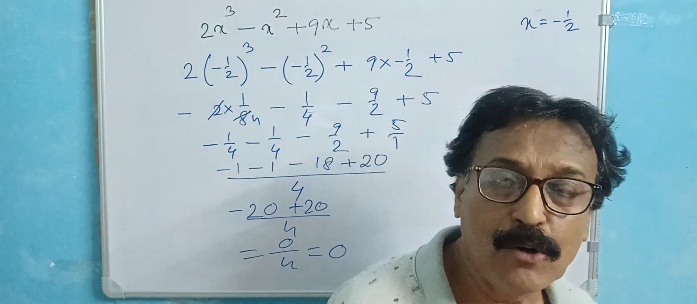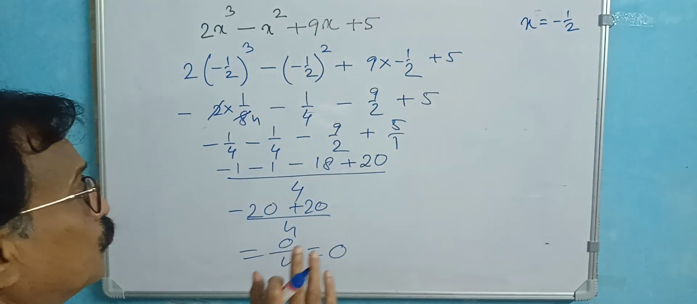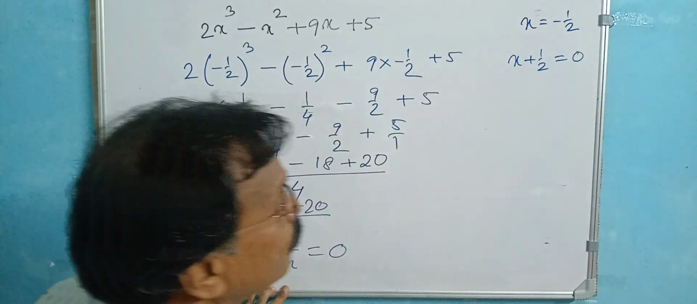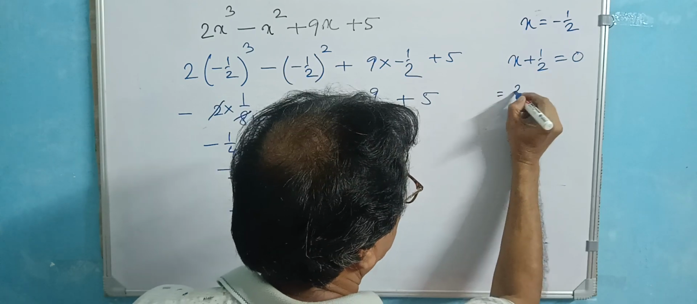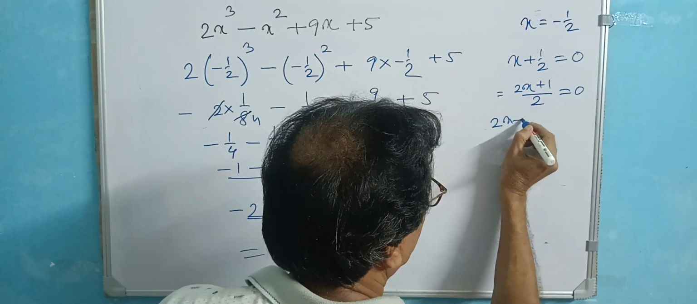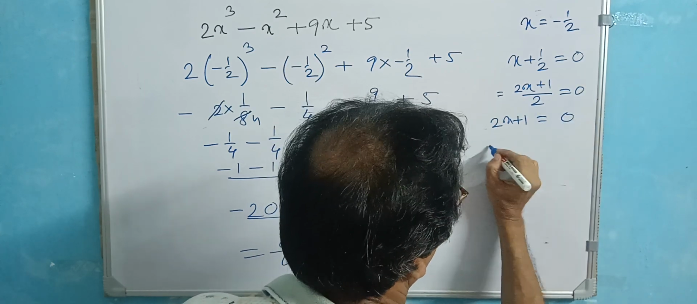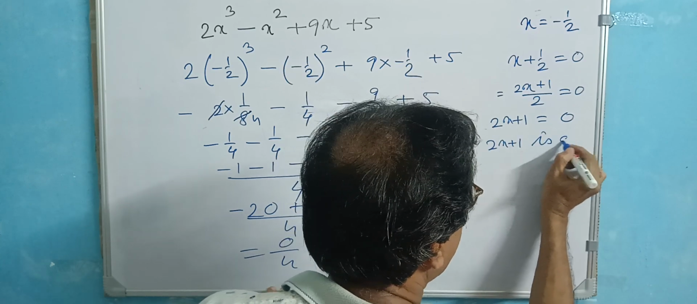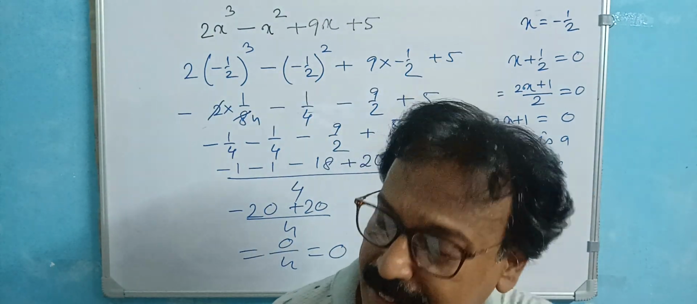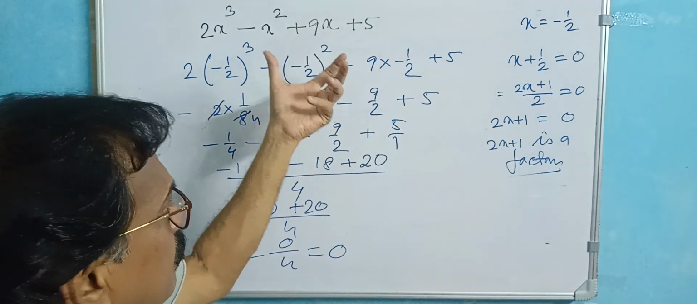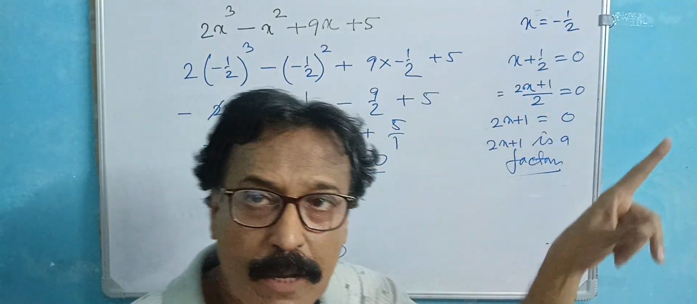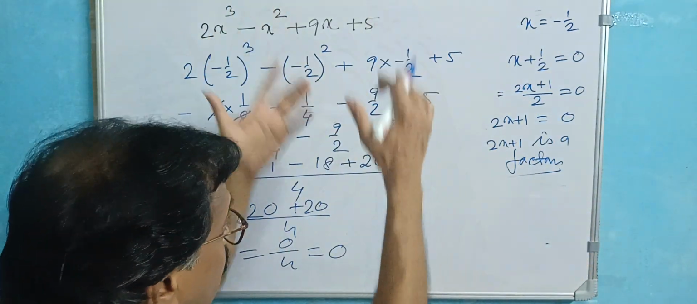So if you put the value x equal to minus half, you get the value 0. That means x plus half is equal to 0, so 2x plus 1 by 2... 2x plus 1 is equal to 2 into 0, 0. So 2x plus 1 is a factor. First find out one factor, then you divide. Clear? So this is a very typical sum, but just put the values 1, 2, it won't work. So minus half, minus 1 by 3, you can also put these. This is called the trial factor.